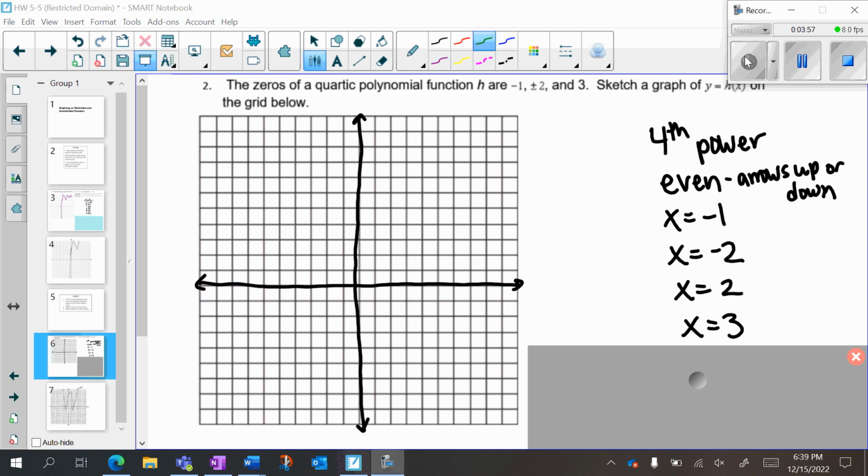Here I drew in my x and y axis, and now I'm going to plot my points at (-1, 0), (-2, 0), (2, 0), and (3, 0). And now I'm going to connect, but because it's even, the arrows have to go in the same direction. So I'll put my arrows up at the top here. And again, because it's a sketch, it doesn't have to be 100% accurate, which clearly it's not. I'm then going to label it h of x.